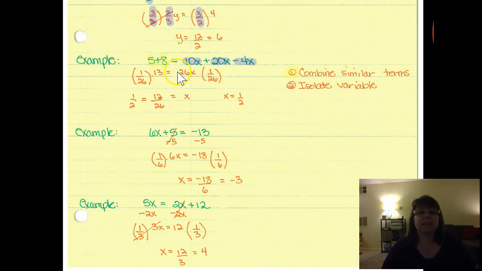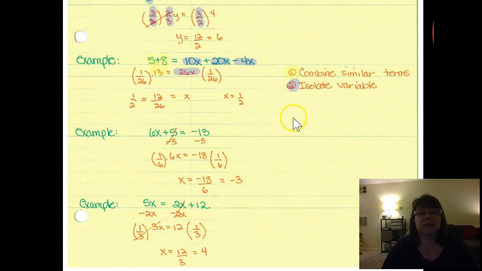5 plus 8 is 13, and 10 plus 20 is 30, minus 4 is 26x. Now remember, we're just looking at the variable and the coefficient in front of the variable. So the coefficient in front of the x right now is 26. The reciprocal of 26 is 1 over 26. So if we multiply both sides by 1 over 26, we're guaranteed to isolate the variable.